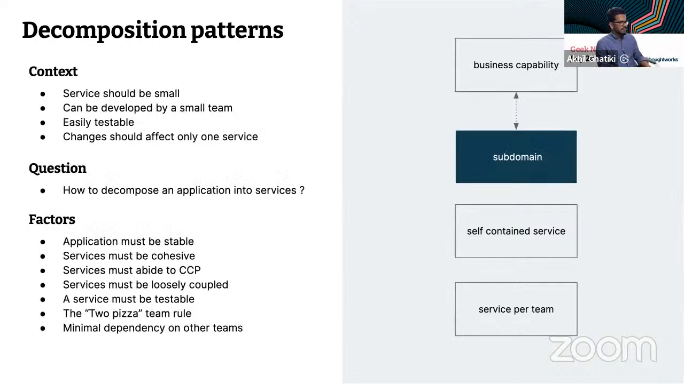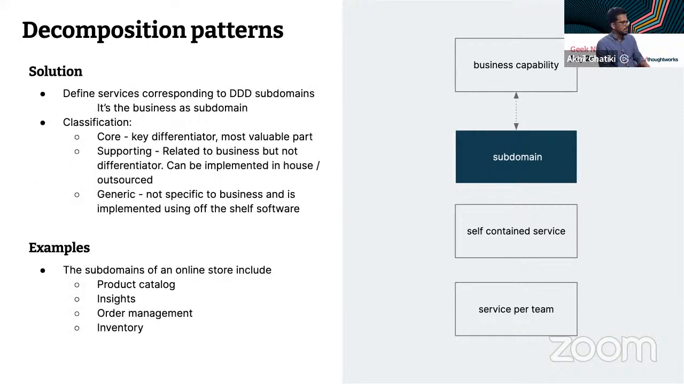Next, we have subdomain. Again, the same context, same question, same factors. We are going to divide by subdomain now, and subdomain comes from a domain-driven design principle. DDD is not in the scope of the current session, so you can read about it. In a one-liner, DDD is all about designing your architecture based on the business domains, right? So I'm not going to dig deeper into DDD now.